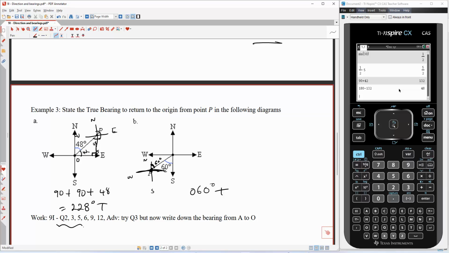Okay, so these are the questions. And for advanced, try question 3, but do the technique that we've just done there. Instead of doing it from origin to A, do it from A to origin. Good luck.